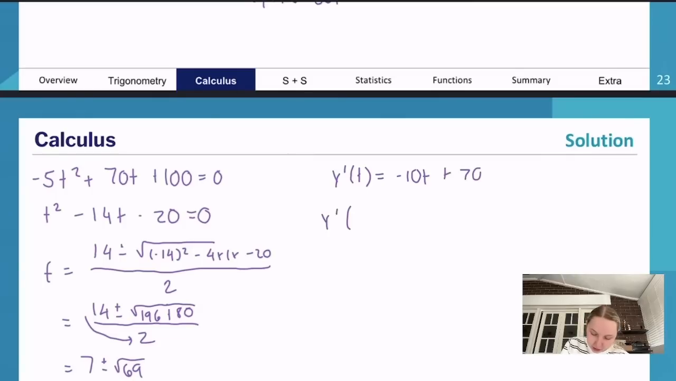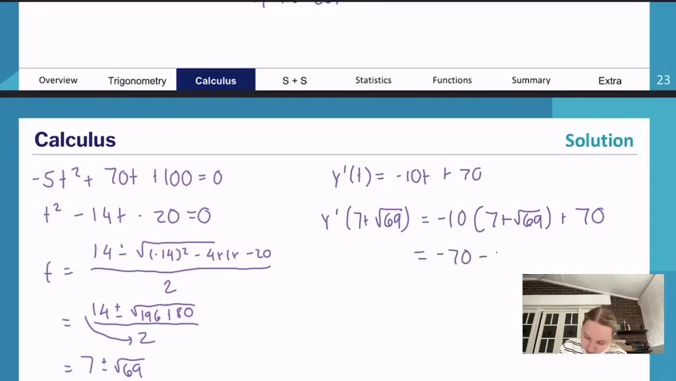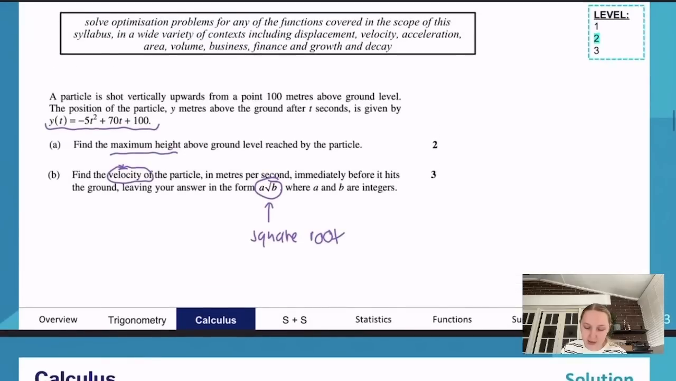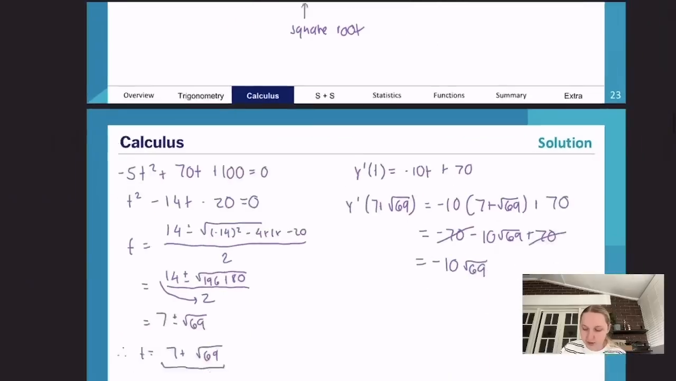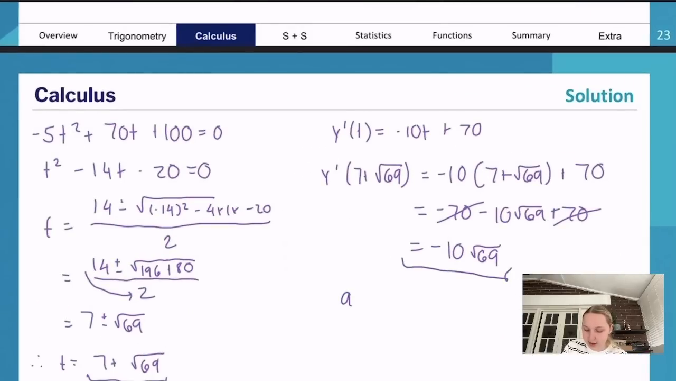So, I remember we said y dash of t was equal to negative 10t plus 70. So if we've got y dash of 7 plus root 69, we're getting negative 10 times (7 plus root 69) plus 70, which is going to give us negative 70 minus 10 root 69 plus 70. So we can cancel those out, and we're going to end up with negative 10 root 69. Okay, and they've told us that they want our solution in this format. We can look at our solution. We're in that format where a is equal to negative 10 and b is equal to 69.